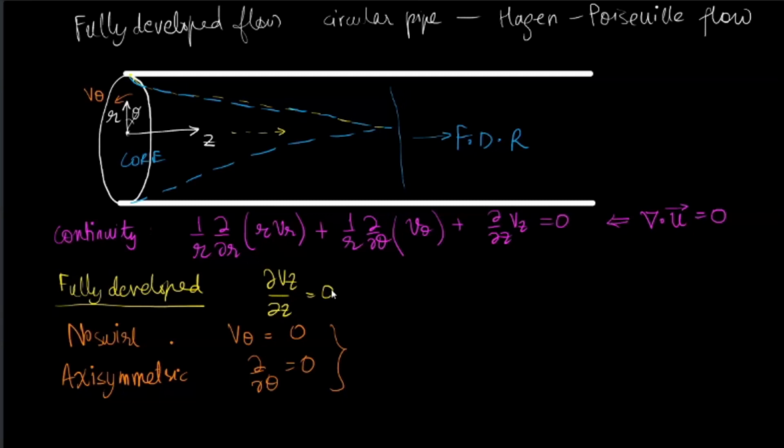Now let us invoke these approximations into the continuity equation. If this is 0, this particular term drops out. Because of axisymmetry and no swirl, this particular term also becomes 0. So from the continuity equation, we have 1 upon r del r of r vr.